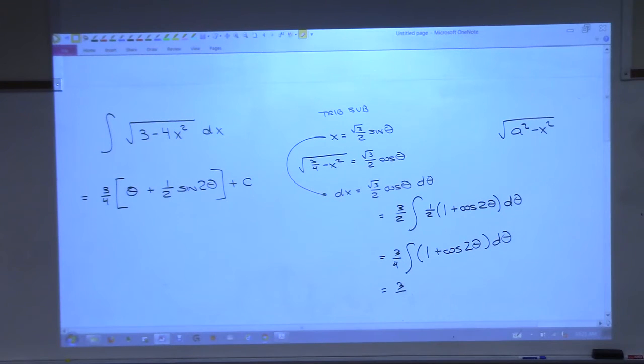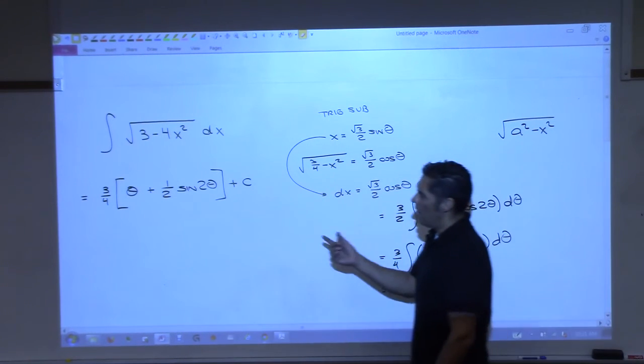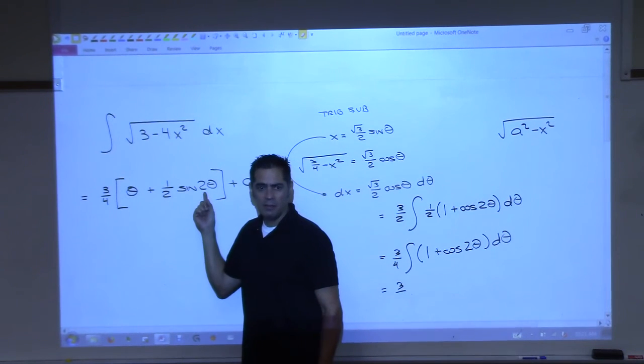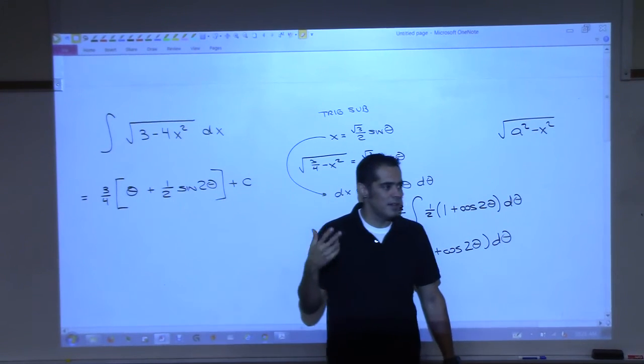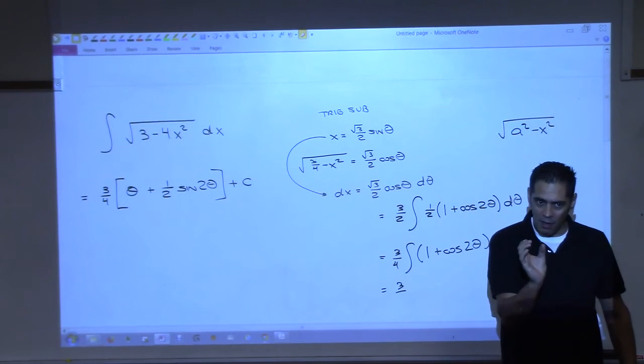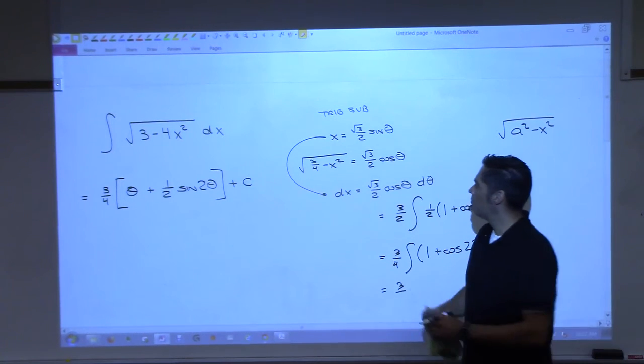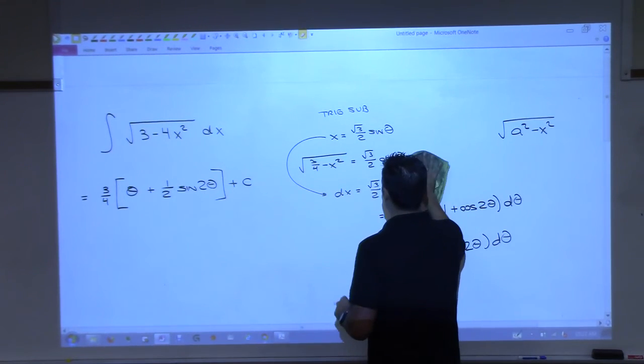Does anyone notice we have something different in this one than what we've ever had before? We have a 2 theta here, right? Not sine theta, it's sine 2 theta. And notice this one isn't even like cosine or tangent or anything like that, it's just theta itself. That's why I'm showing you this problem, because that changes things.